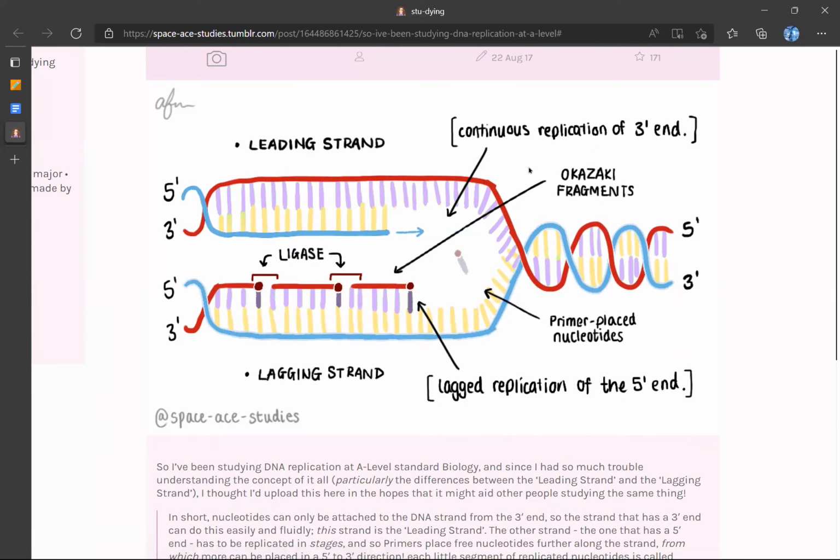And this is our lagging strand, obviously because it's being built in pieces known as Okazaki fragments, but also because it is being built away from, you see the arrow right here, the replication fork.